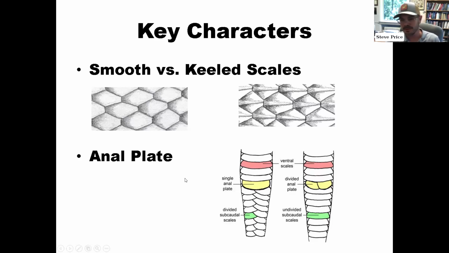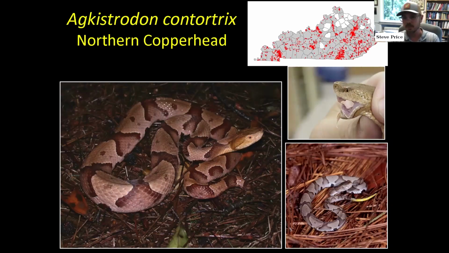Now, I won't go into all those details today, but those are good characteristics if you look at snakes, to try to ID different species. So of our venomous species, the most common one we have here in Kentucky is the northern copperhead, Agkistrodon contortrix. Beautiful snake with these hourglass-shaped patterns on its body, found throughout Kentucky, with the exception of some of the bluegrass counties and a few other counties.